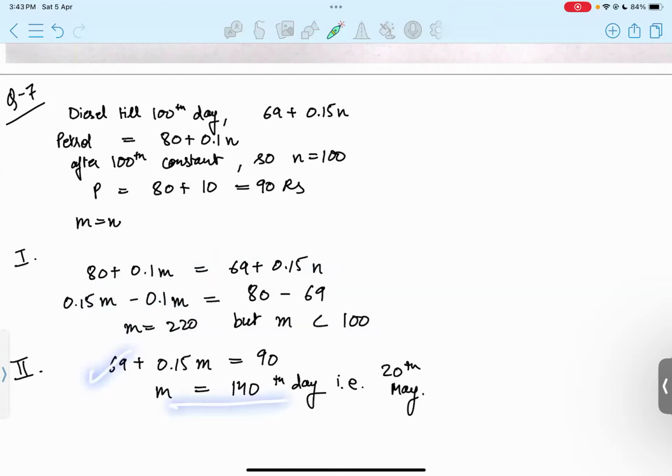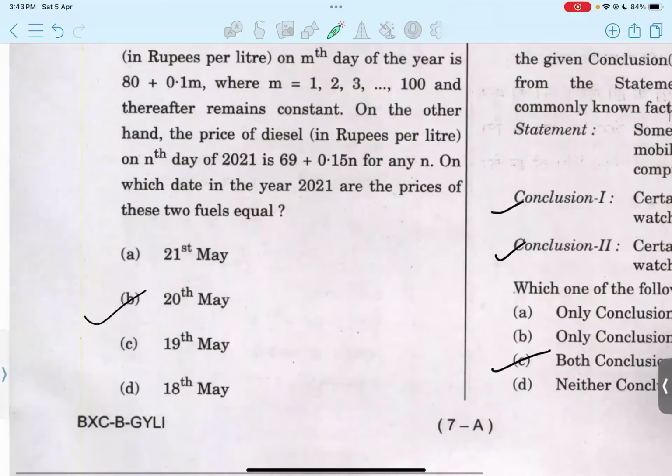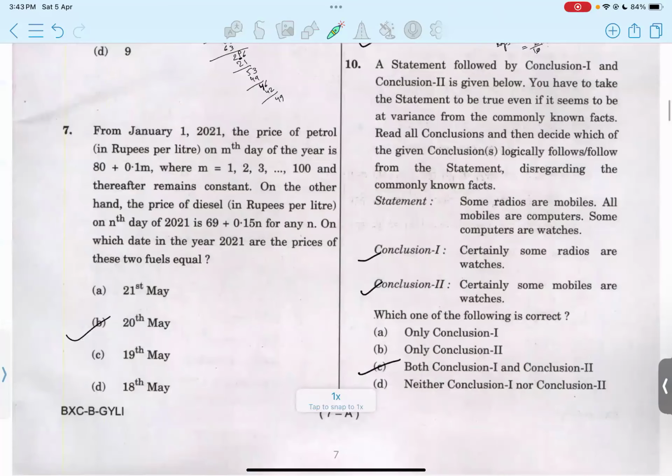So here M would be the 140th day. This is the value that we can derive from this equation. The 140th day of that year will be 20th of May. So option B.